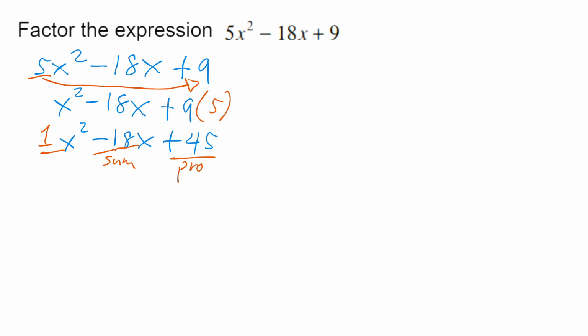Okay, so analyze. Think of two numbers that when you multiply is positive 45, and when you add is negative 18. You can pause the video first while you're thinking of those numbers. Again, two numbers that when you multiply is positive 45 and when you add is negative 18.